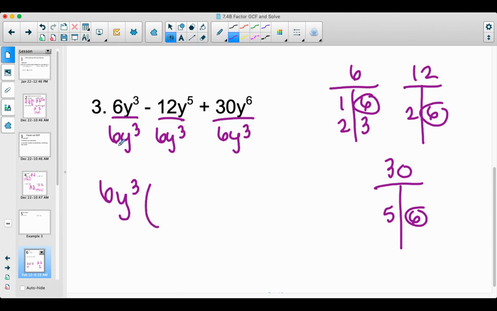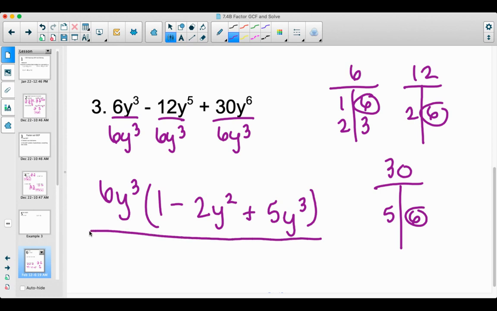So when I divide it, 6 divided by 6 gives me 1. If I have 3 y's and I take 3 out, I don't have any more, so I don't write any y's. And then I carry my minus sign. 12 divided by 6 is 2. And then 5 minus 3 gives me y to the second. Bring down my plus sign. 30 divided by 6 is 5. And then if I have 6 and I take 3 away, I have 3 left. And that is your answer. So that is how you factor out a GCF out of a polynomial.